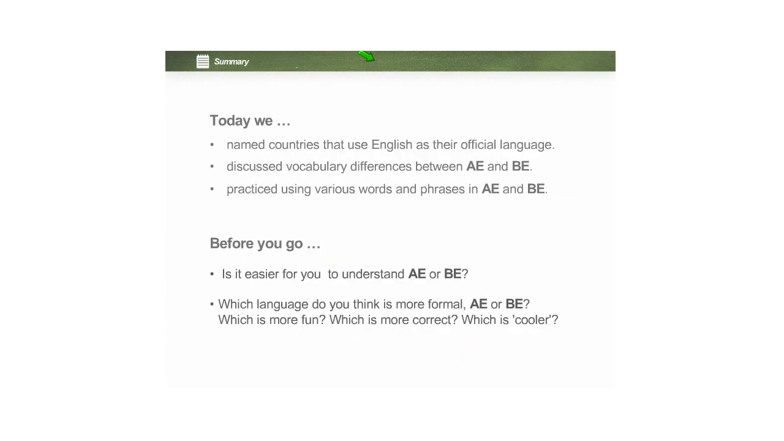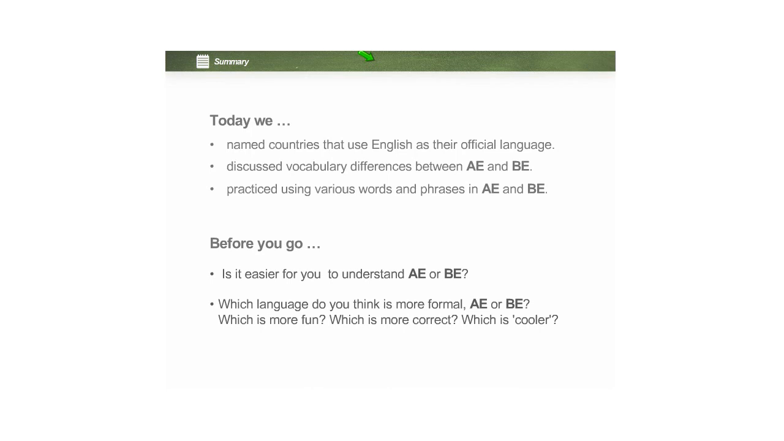Okay, so we named the countries that use English. We only got about 10. We didn't do very well, did we? We've got UK, South Africa, Canada, India, Malaysia, Australia and America. There must be other countries that speak English. We discussed the vocabulary differences and we practiced using some of the words. You all said it's easier to use American English, whereas I think that British English is the original and you need British English for Cambridge examinations.